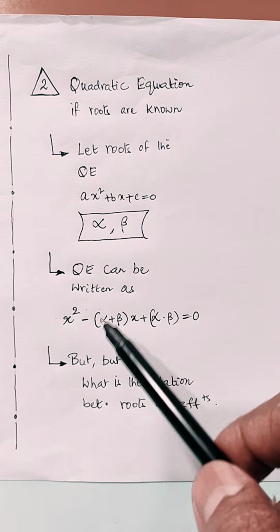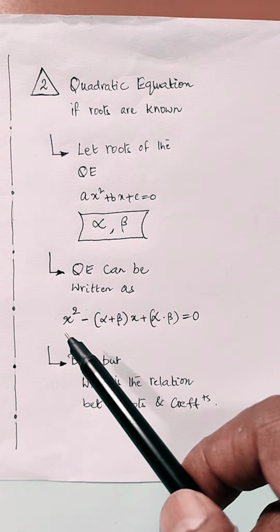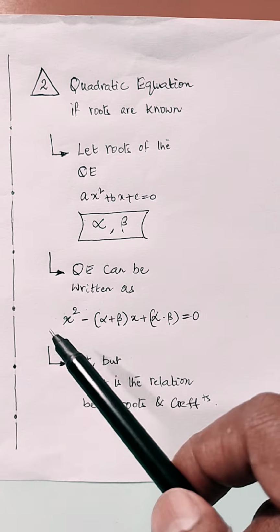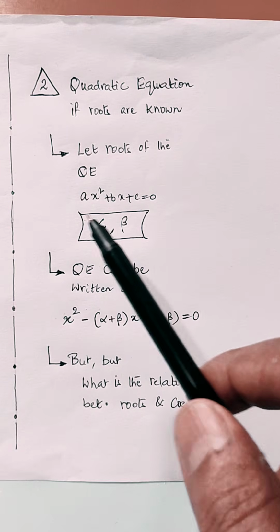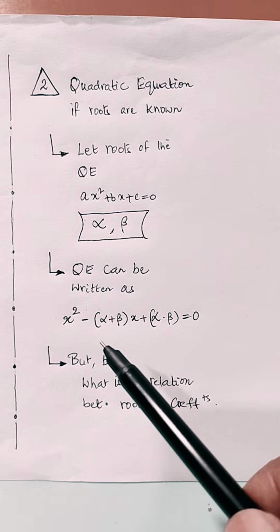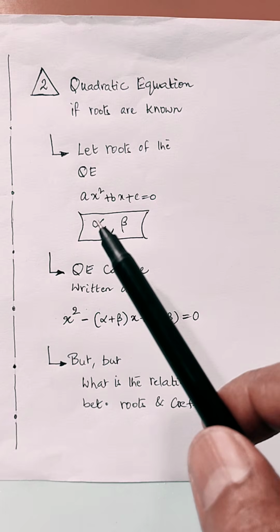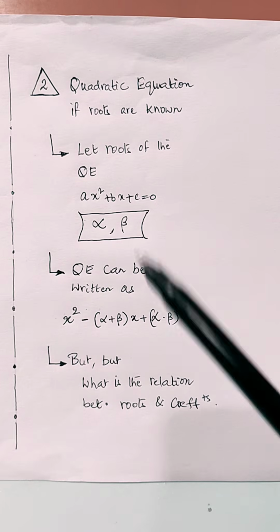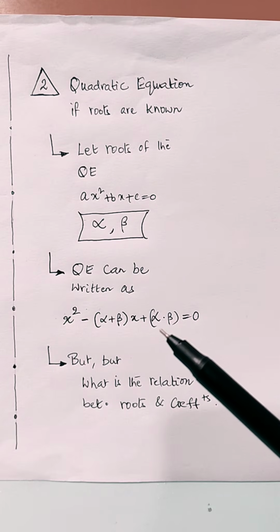Yes, see here the coefficient of x square is 1, but here the coefficient of x square is a. Here the coefficient of x is minus of alpha plus beta. Here the coefficient of x is b. See, here the constant term is c, but here the constant term is becoming alpha into beta.